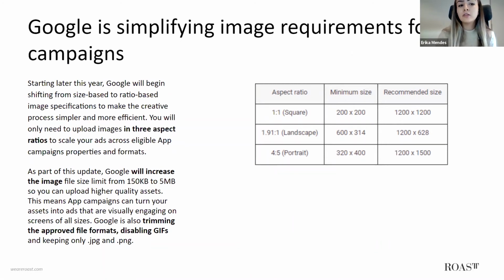And they also have increased the image file size, which is really, really good, because the quality of the creatives can be much better. So from 150 kilobytes to 5 megabytes. So that's a significant change. On the other side of things, they are also trimming the approved file format. So they are going to disable GIFs and just keep JPEG and PNG. So keep that in mind if you're promoting any app campaigns.